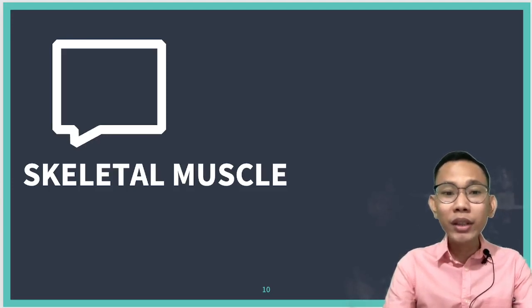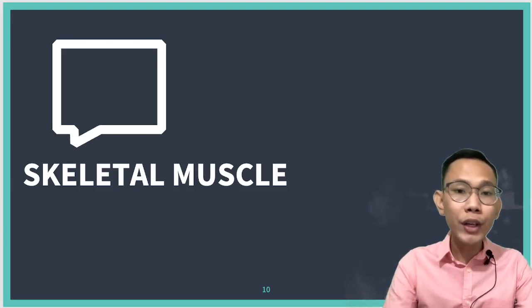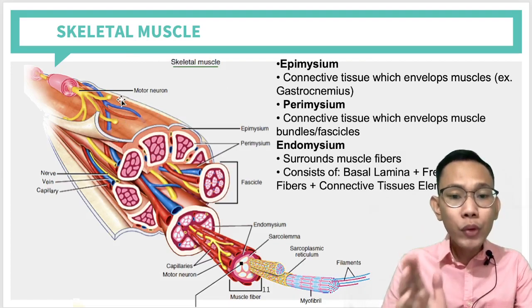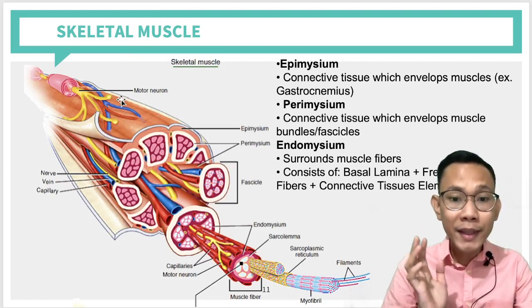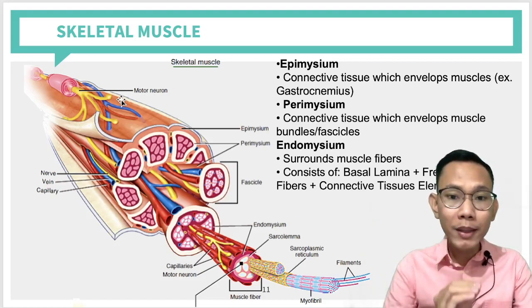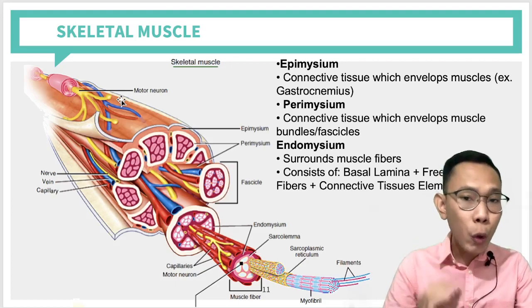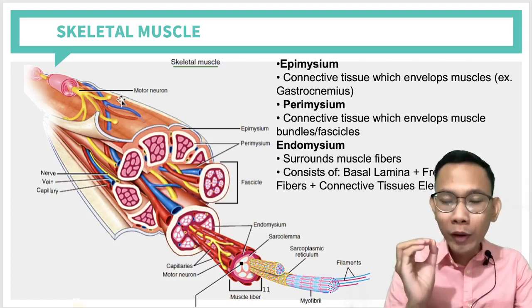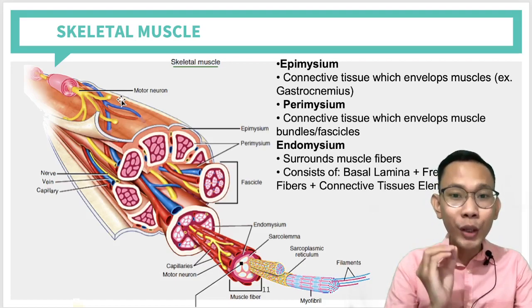Now let's proceed to the individual muscle tissues. First, we will be discussing your skeletal muscle. This is a very good picture of your entire skeletal muscle. First, we will identify the most important structures of your skeletal muscle. We will have an overview of your entire skeletal muscle before we go to the microscopic picture of your skeletal muscle, for us to identify the structures correctly.